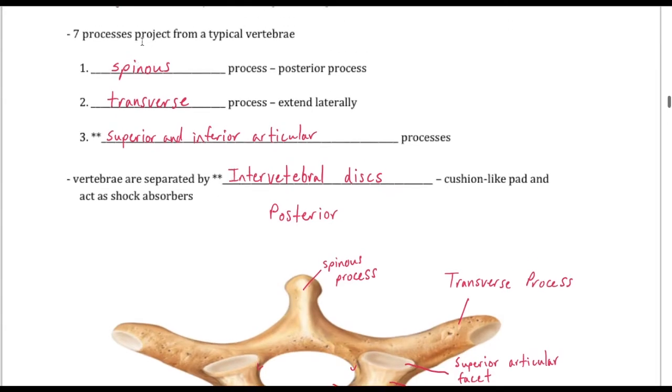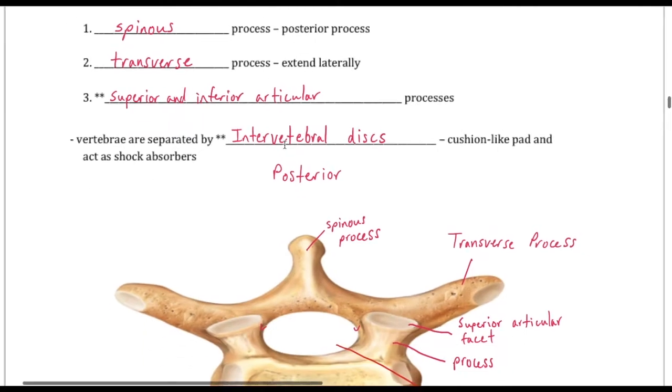So if we want to count our processes, we said there's 7 of them. There are 2 with the superior and inferior articular processes. We have 2 transverse processes, 2 spinous processes, and then we have the intervertebral disc.